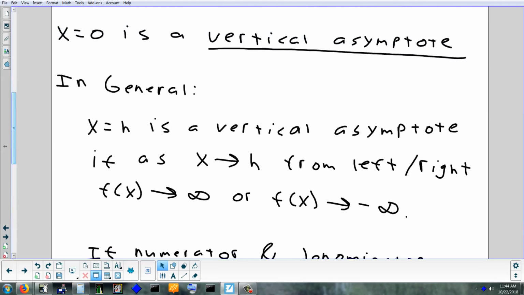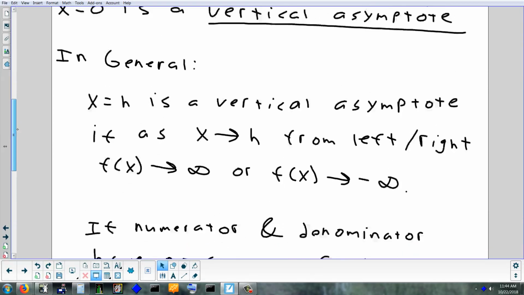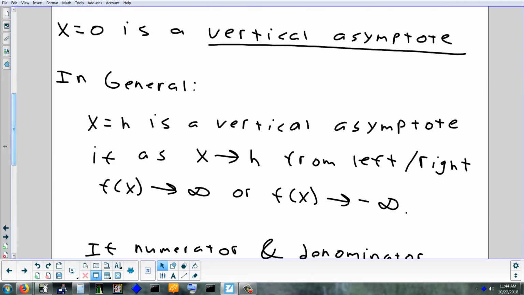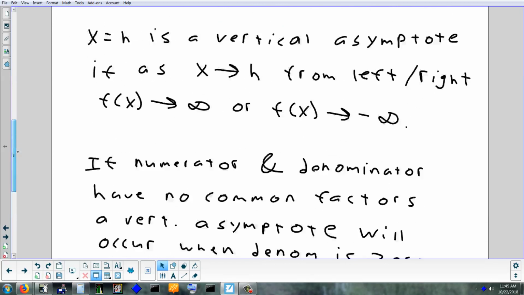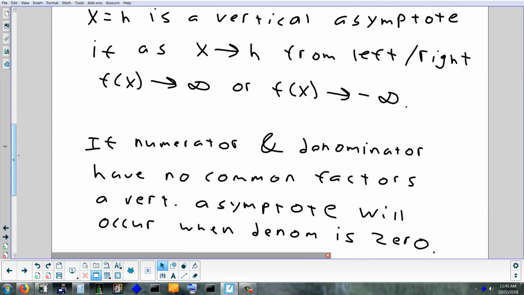Now, there's an easy way to tell where the vertical asymptotes are. And if you know how to find domain, you already know how to find the vertical asymptotes. So as long as your numerator and denominator don't have common factors, the vertical asymptotes are all the values that make the denominator 0. They're all the values that we said are not in the domain.